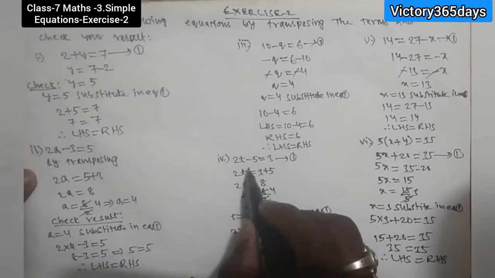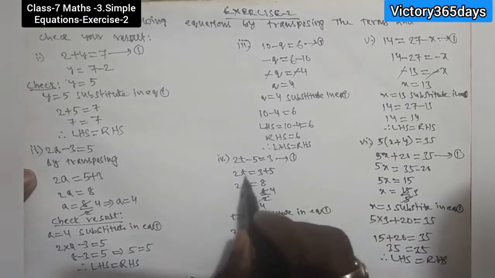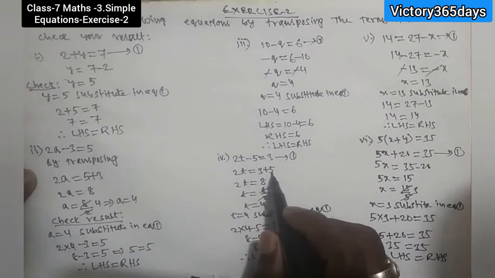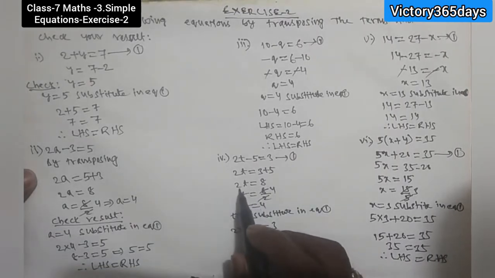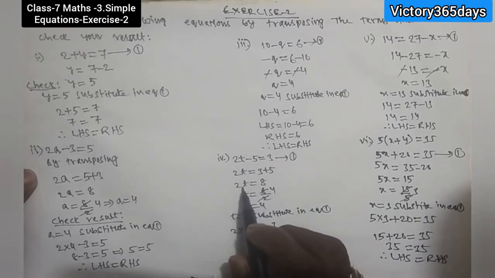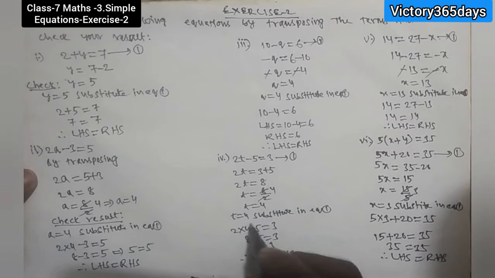So next, the fourth one, also do the same process. 2t minus 5 equal to 3. This is equation 1. 2t equal to, minus 5 is transferred to the right hand side. So this is 3 plus 5 is there. So 2t equal to 3 plus 5 equal to 8. Then again 2 is transferred to the right hand side. Left hand side multiplication is there, it is transferred to the right hand side as division. So t equal to 8 by 2, 2 fours are 8, so just 4 is there. So t equal to 4.